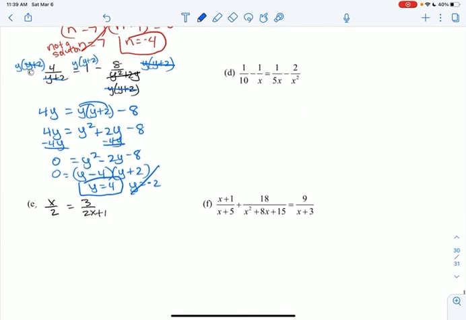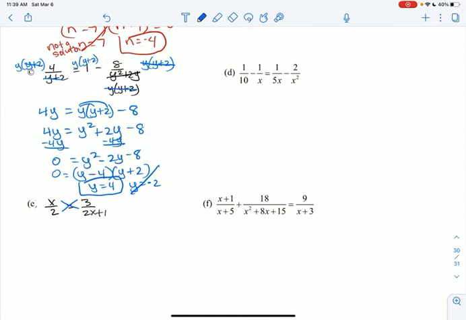Let's see how the time goes. Let me try F. F is definitely the hardest one on here. E, you're just cross multiplying. It's just a fraction equal to a fraction, so you're allowed to cross multiply. So that one's not hard at all. Just remember when you cross multiply that you're going to distribute as well. The hardest one, though, on this page is probably F.